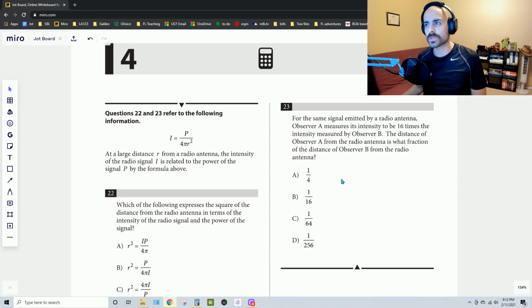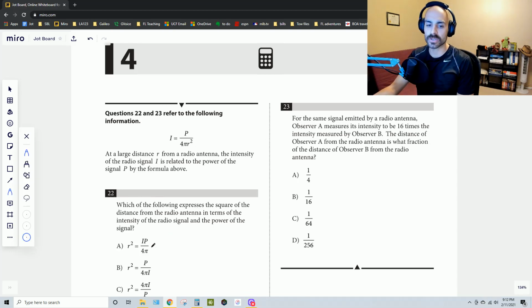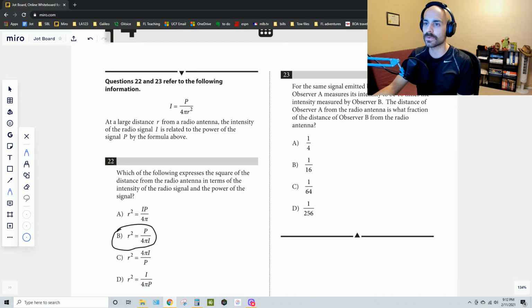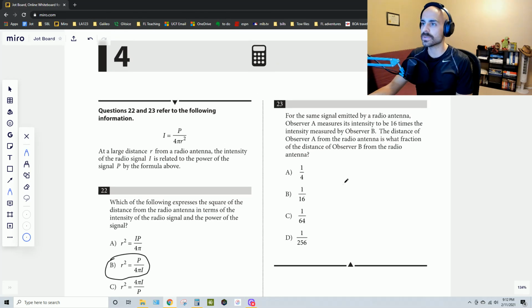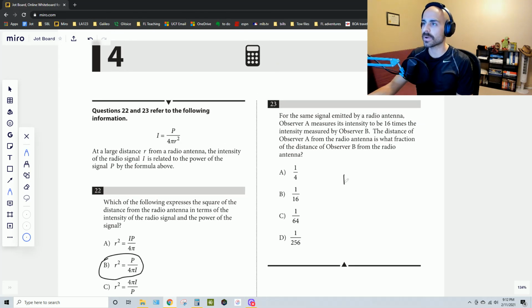It doesn't always rely on the previous problem when it comes to these two-parters in terms of using the expression, but in this case, it's actually very helpful because knowing that 22 is b, we can rewrite this problem as r squared equals P over 4 pi times I.